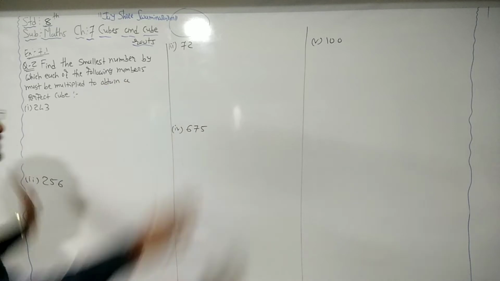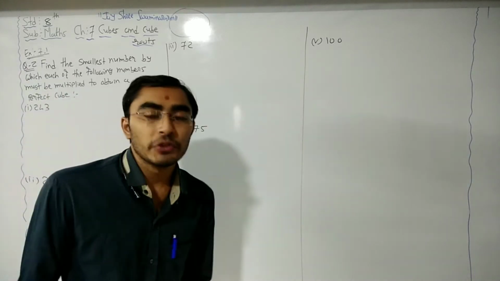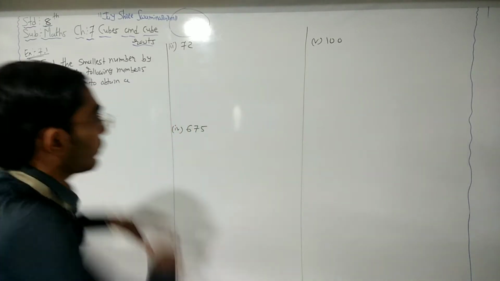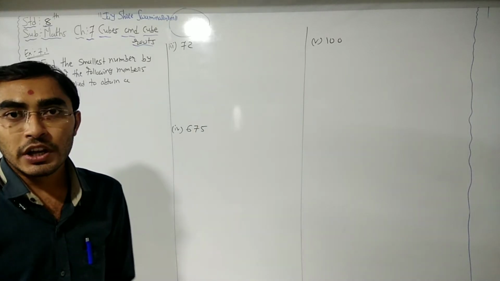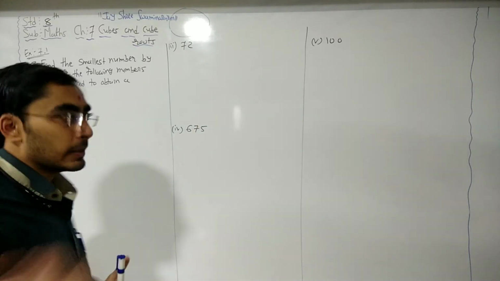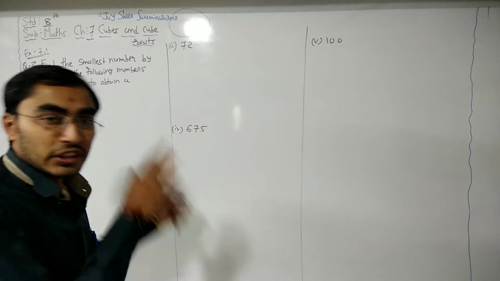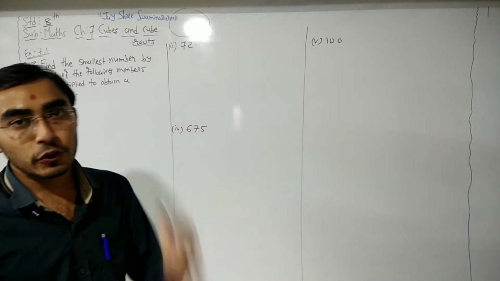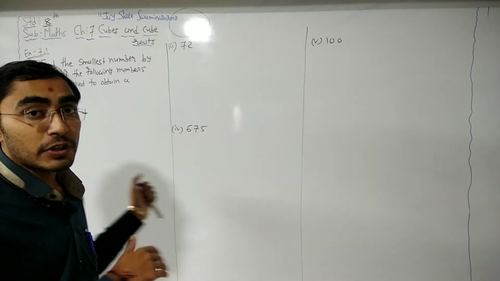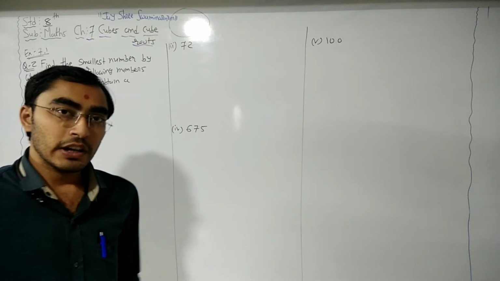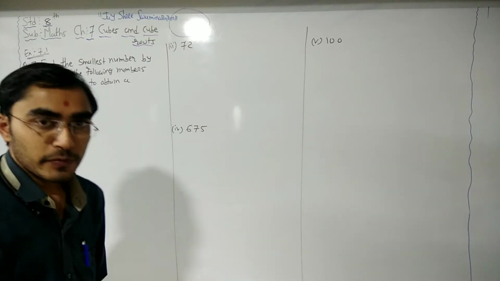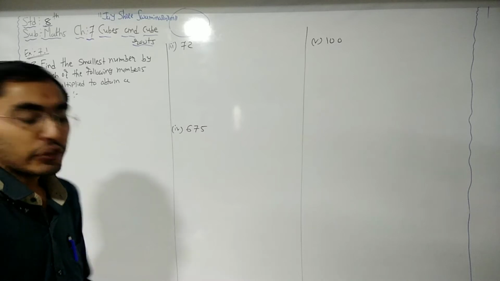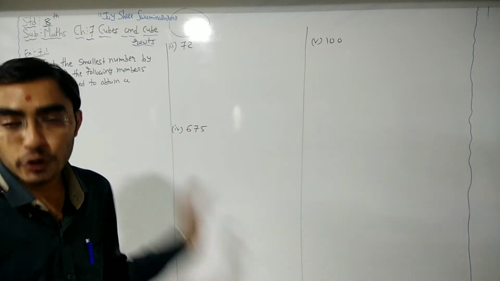That means these are non-perfect cube numbers given to you. We need to find a number such that if we multiply with this number, it becomes a perfect cube number. This type of question we have already seen in chapter 6, exercise 6.3 for perfect square numbers. Same thing we need to do for the perfect cube number.